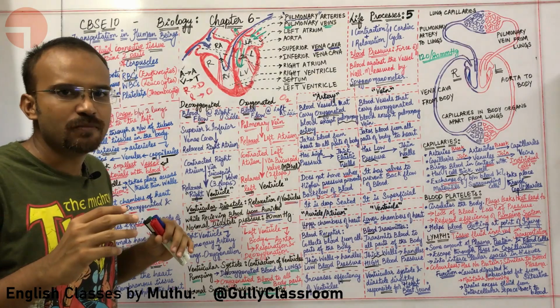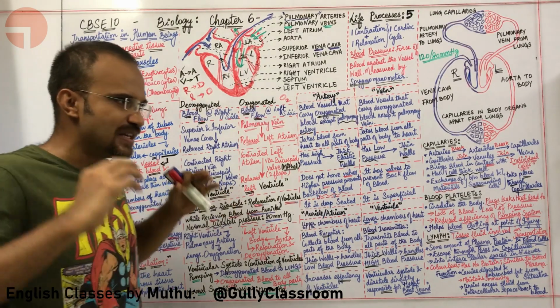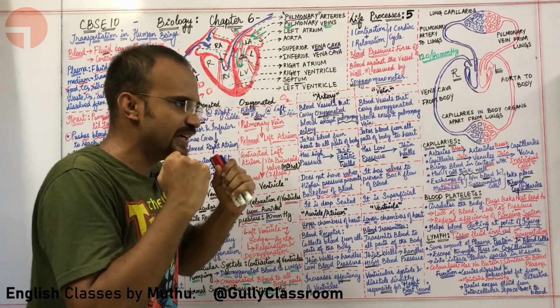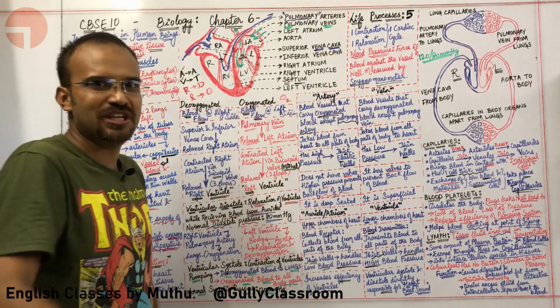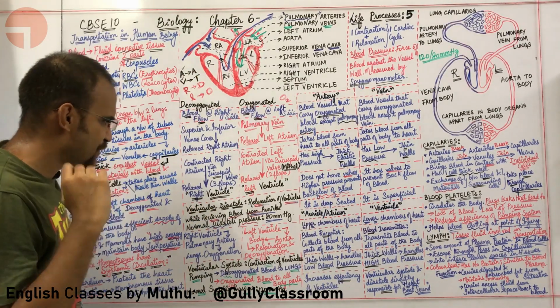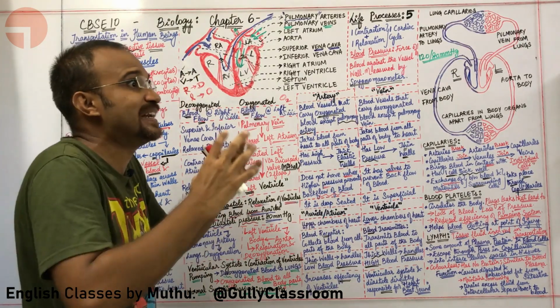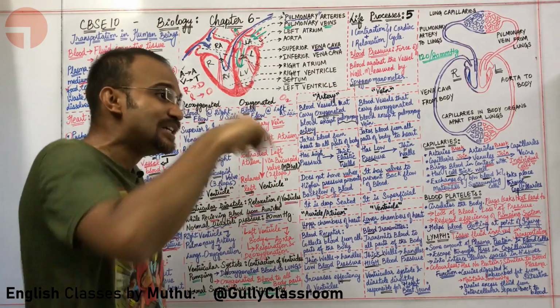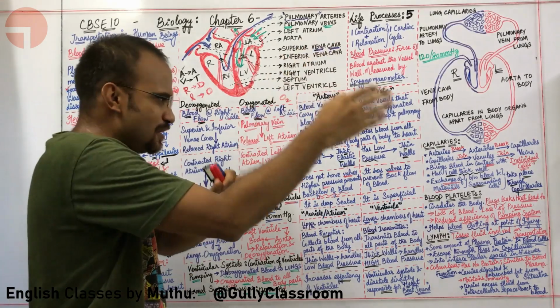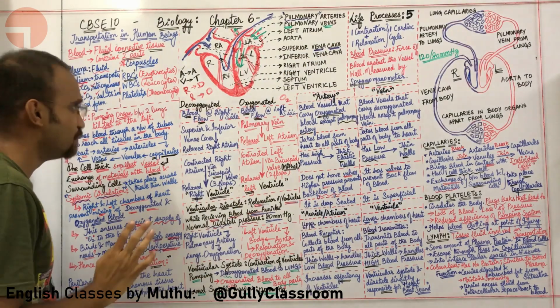Okay, sir. What about systole? Systole means the ventricles are contracting and pushing blood. Are you able to understand this particular idea? Yes sir, I am able to understand: diastole means the ventricles are relaxed and receiving blood. Systole means the ventricles are contracting together and pushing blood out.